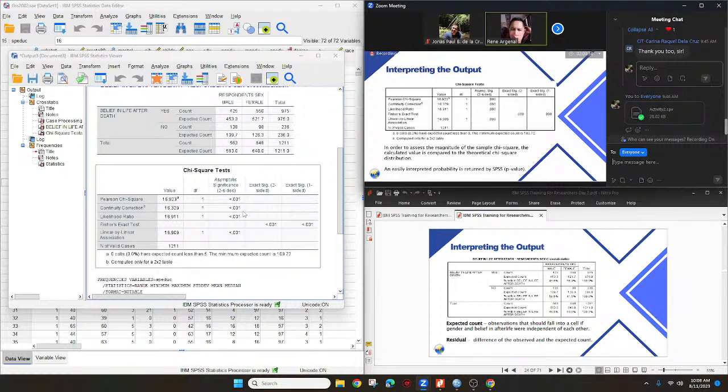Yeah. So we interpreted the probability, which is the p-value, the Pearson chi-square. It will tell us the relationship. There is a relationship, and to test whether the relationship is significant, we use Kramer's V for nominal versus nominal.